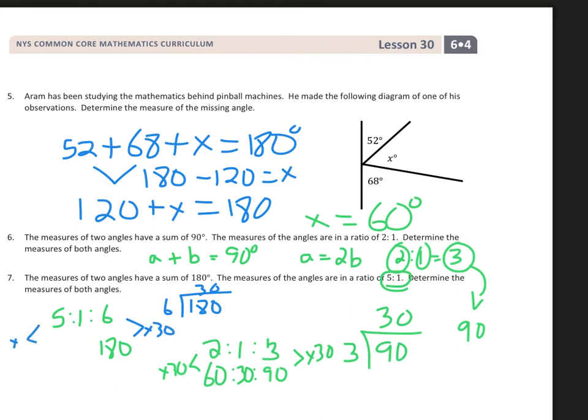I'm going to multiply by 30. 5 times 30 is 150. 1 times 30 is 30. So now I know my two angles added together to equal 180, where this one is 5 times the amount as this one, 150 and 30.